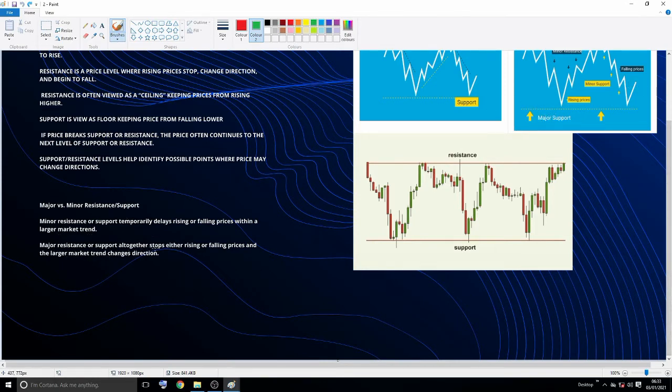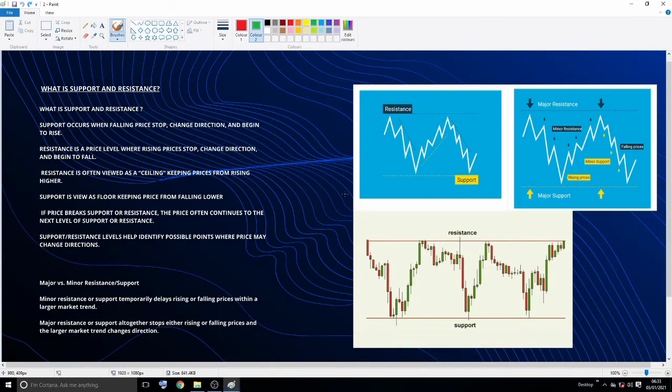Major resistance or support altogether stops either rising or falling price at a larger market change direction. So on this picture, we are talking about support and resistance. This is a major support and resistance because it changes the overall price movement. As you can see, the price was dropping here. When it got here, it started pushing up. When it got here, it started pushing down. So the resistance is strong and the support is strong.